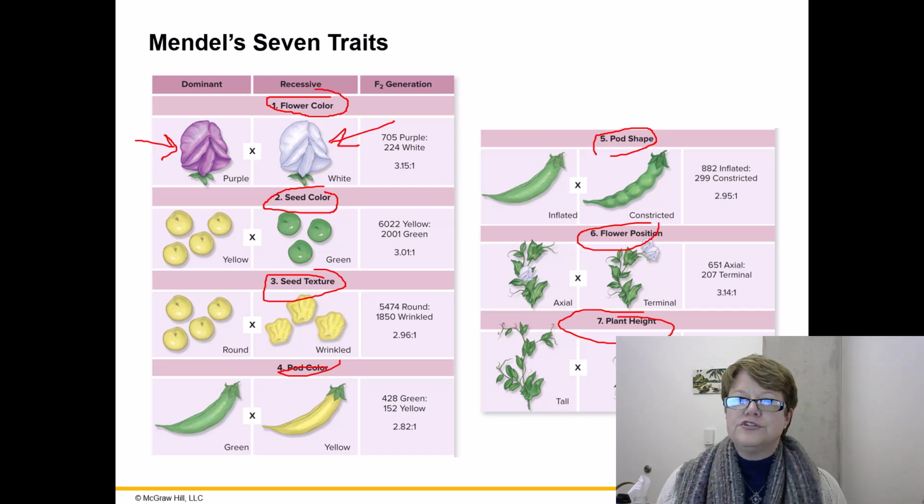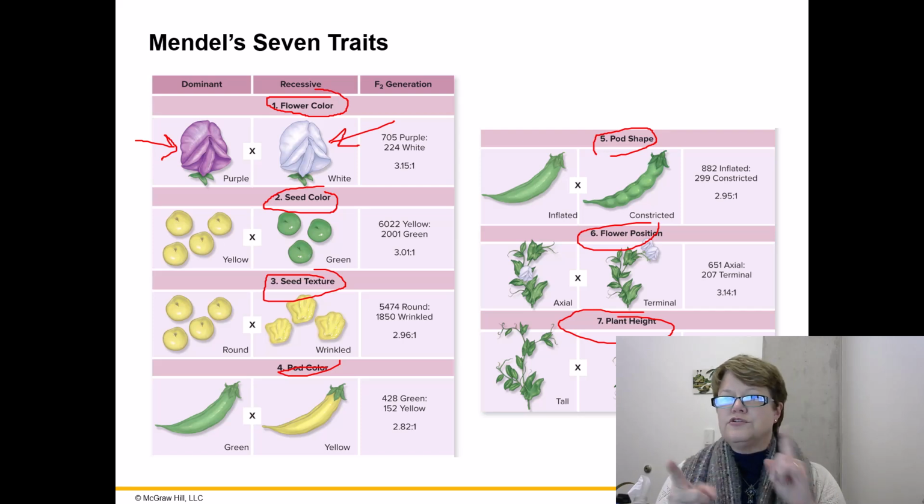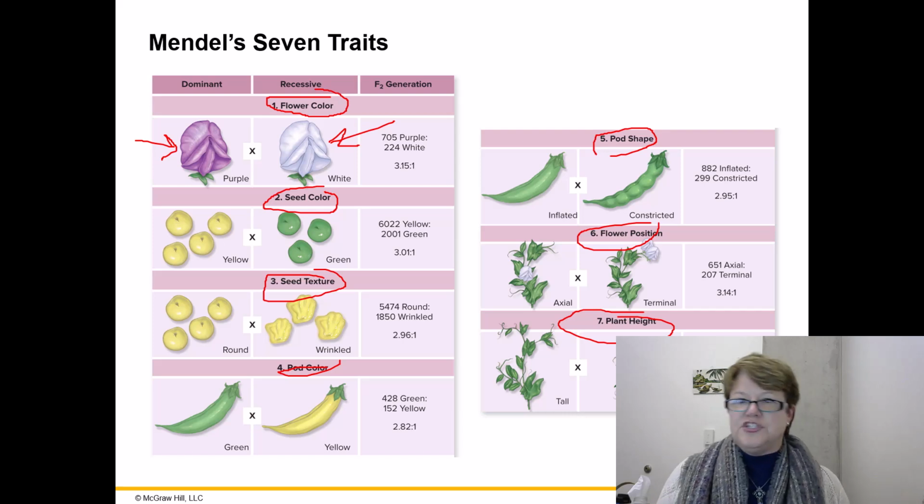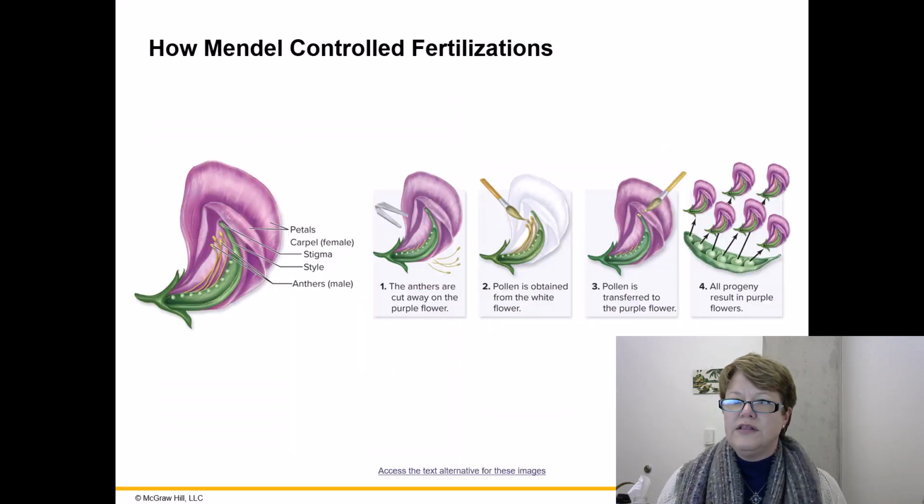So he had a version or a variety that only made purple flower plants and a version that only made white flower plants. And those were the 2 versions for the flower color gene, what we would say gene nowadays. Same thing for seed color, 2 versions, same thing for seed texture, and so on. So he collected these plants, and like I said, he controlled the mating. And he learned this from those previous scientists.